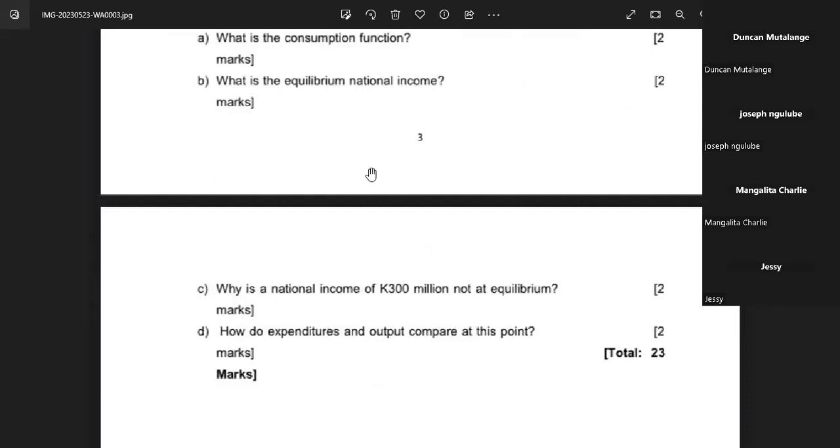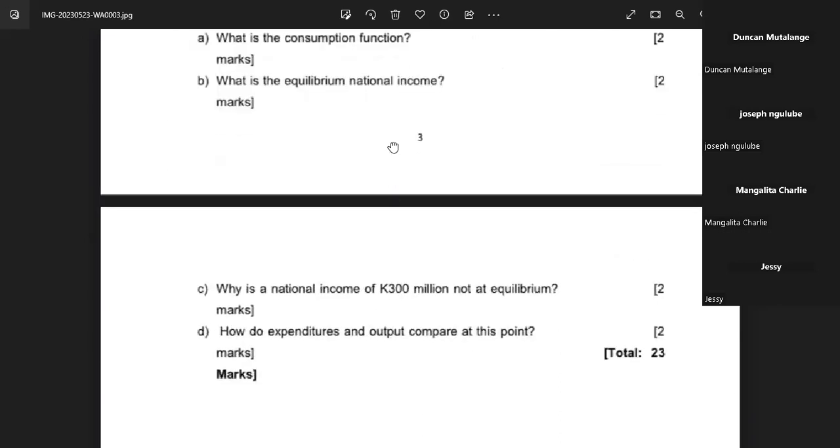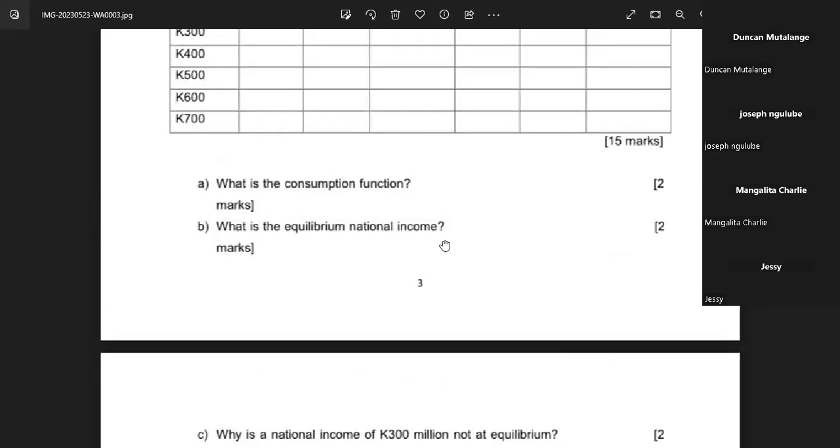So how do they compare at that point? Our expenditures are greater than our output. That's how you compare them. Just say which one is greater than the other. All right. So there, our expenditures are greater than our output. That's all. We would have concluded this paper. All right. So that is all.